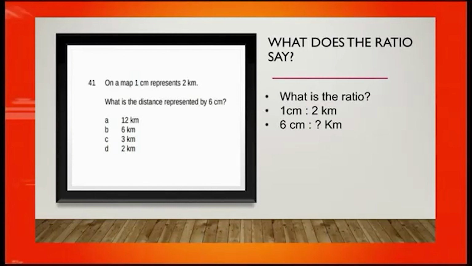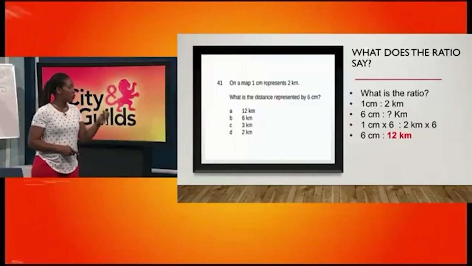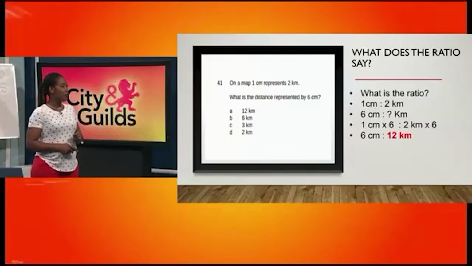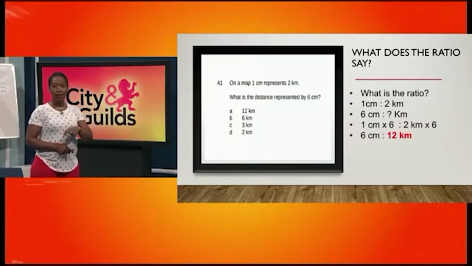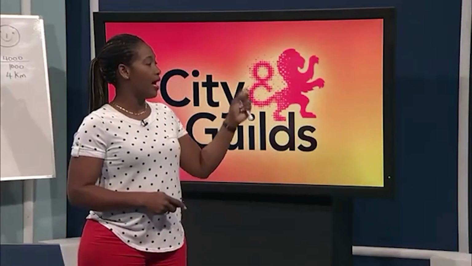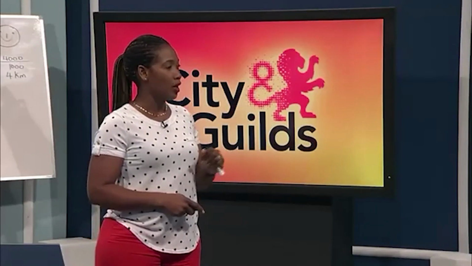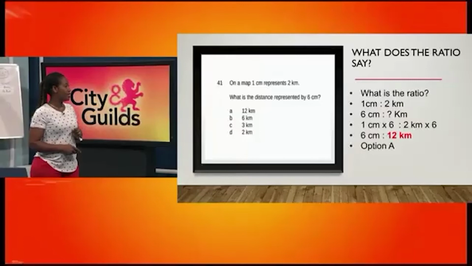that would represent. So what's the relationship with 1 and 6? 1 times 6 gives me 6. So 2 times 6 will give me 12. So my correct response here is for every 6 centimeters, it will represent 12 kilometers. And my option would be option A. That is excellent.